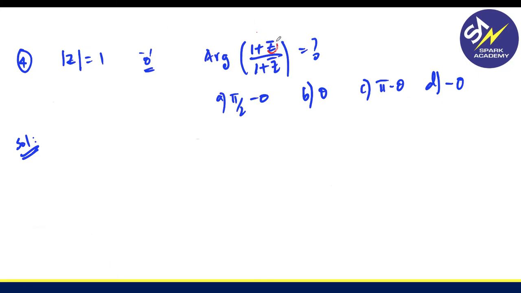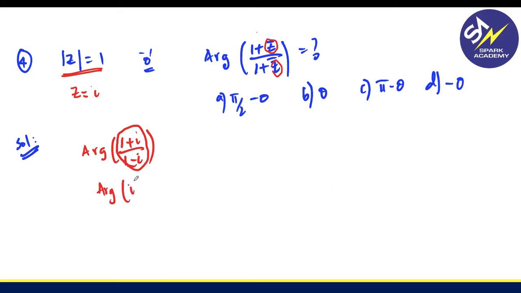Now, can I write this z as something? What is this z basically? The modulus of z should be 1. So I will just take the z value as i. What will happen? Arg of (1 plus i) by (1 minus i), we are getting. What is 1 plus i by 1 minus i? We had seen in the previous sessions, 1 plus i by 1 minus i is again i. What is the argument of i? Argument of i means 0 plus i again, tan inverse 1 by 0, tan inverse infinity, this is basically.